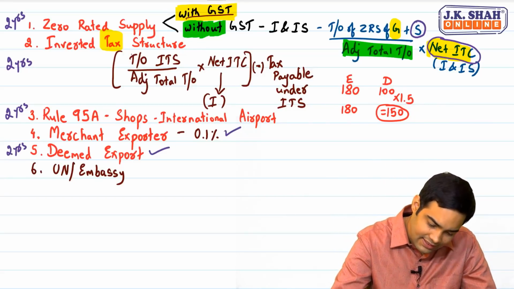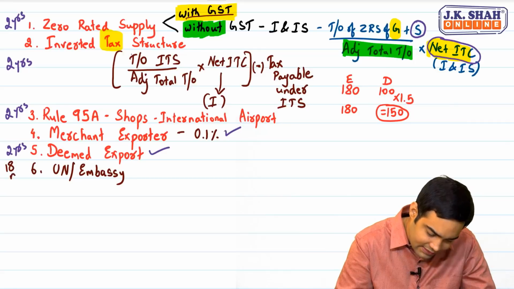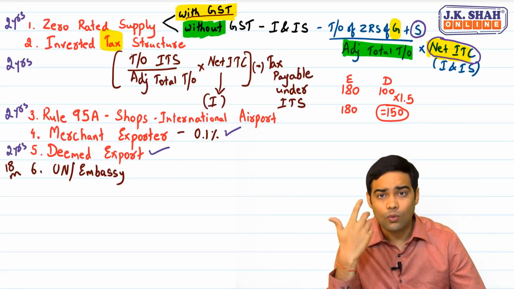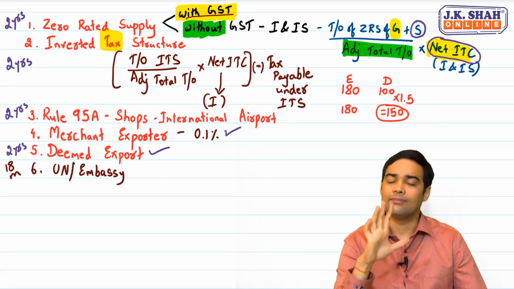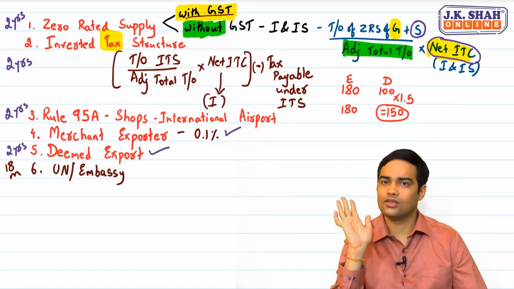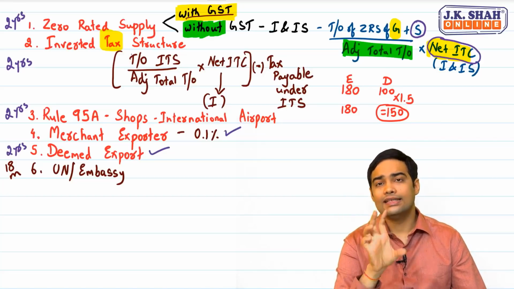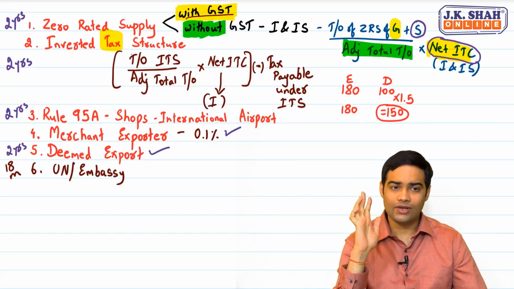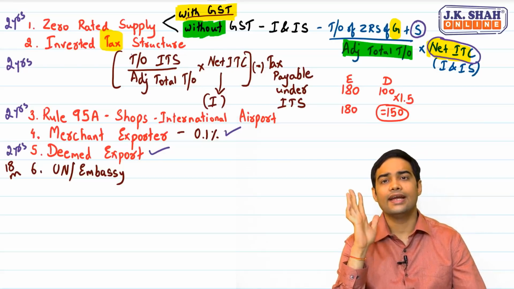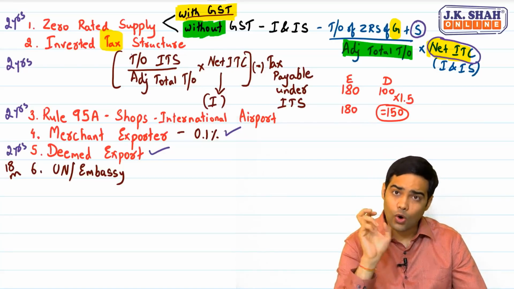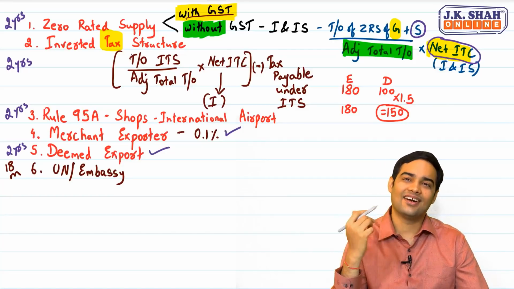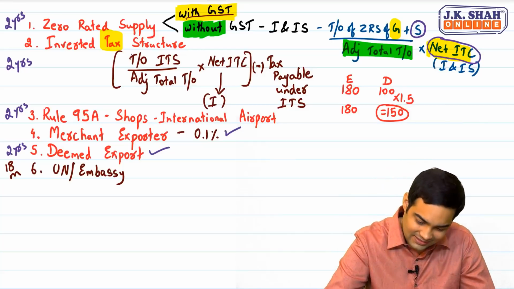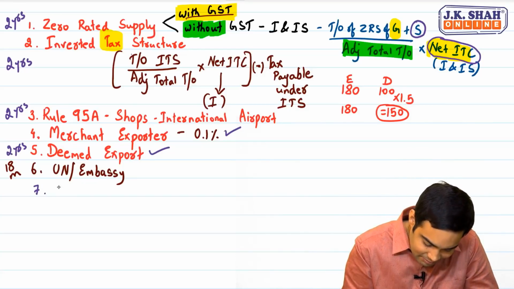UN or embassy is different. They get 18 months from the end of the quarter in which the supplies were received. See, UN or embassy output is not liable to GST. They make purchases, they are eligible for refund. What is the time limit for that refund? 18 months from the end of the quarter in which the supplies were received. This was 6 months earlier, and government extended it to 18 months. Then, say suppose any money is lying in your e-cash ledger, can you claim a refund?